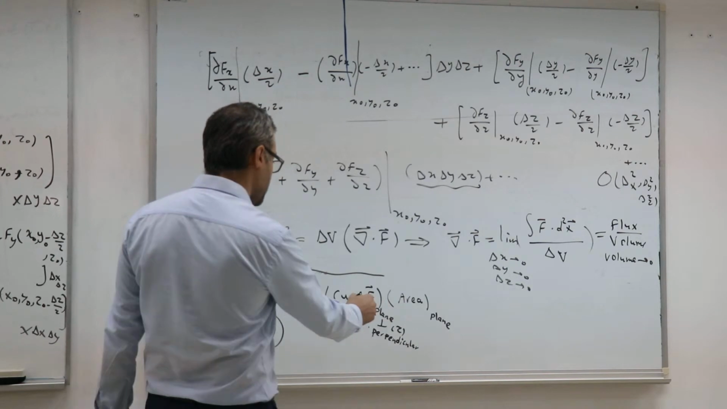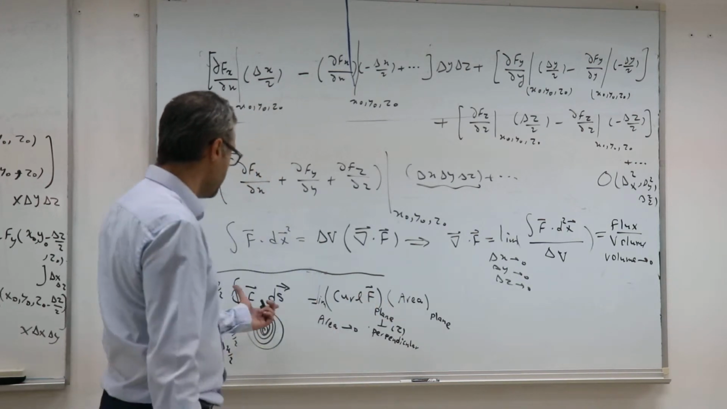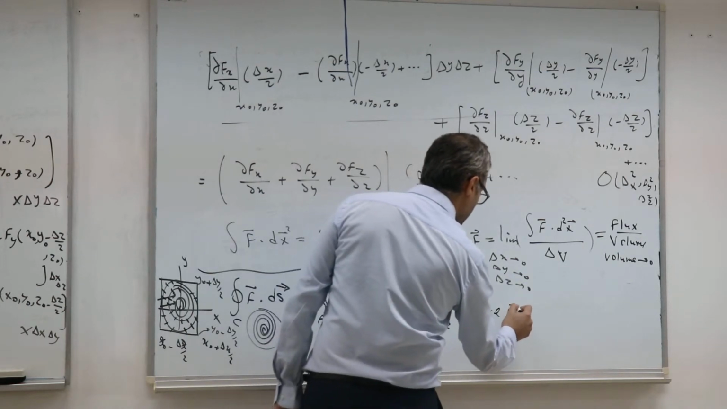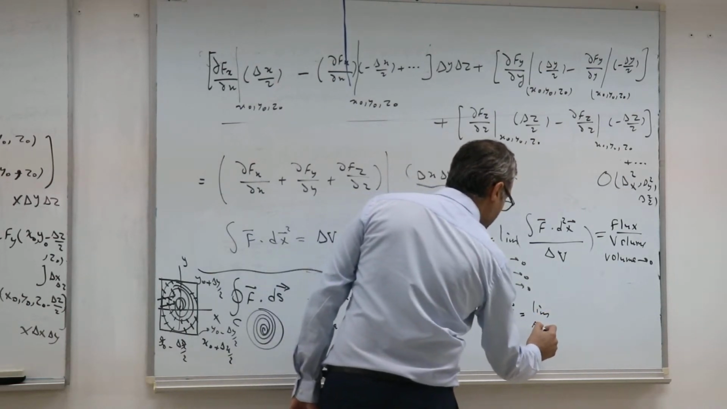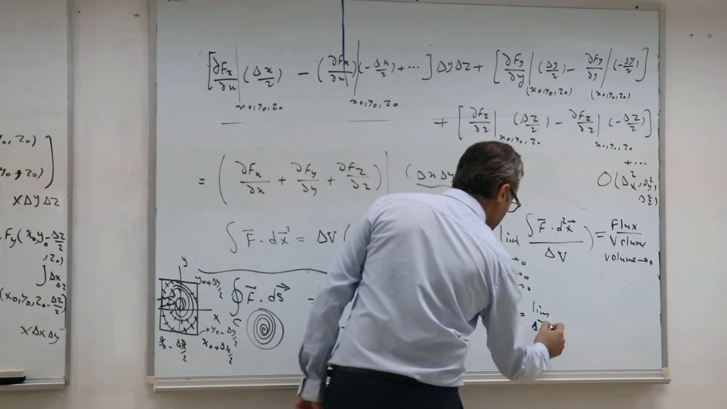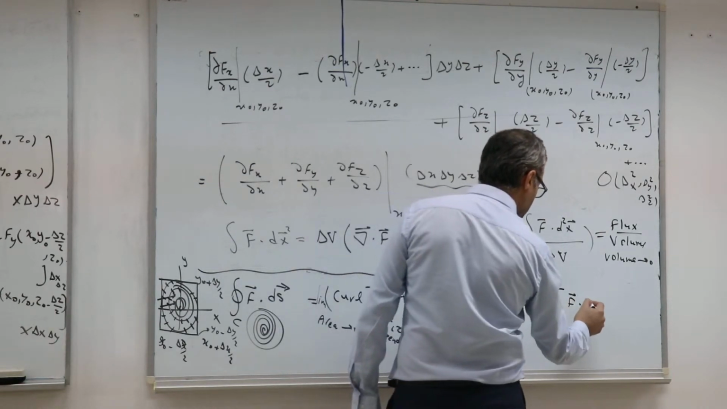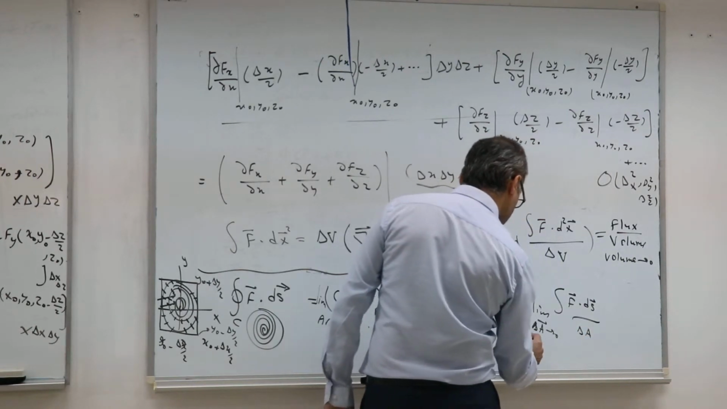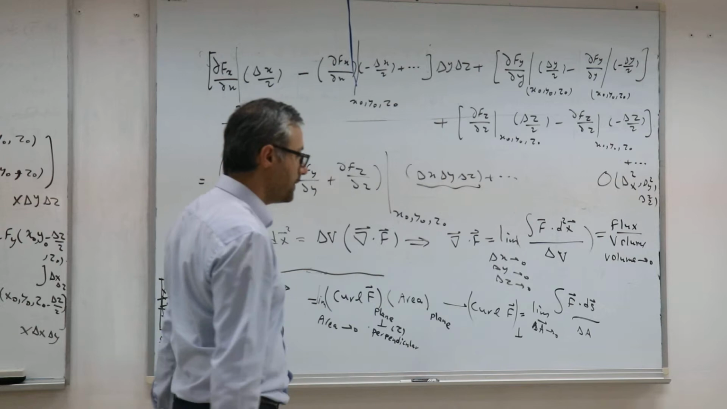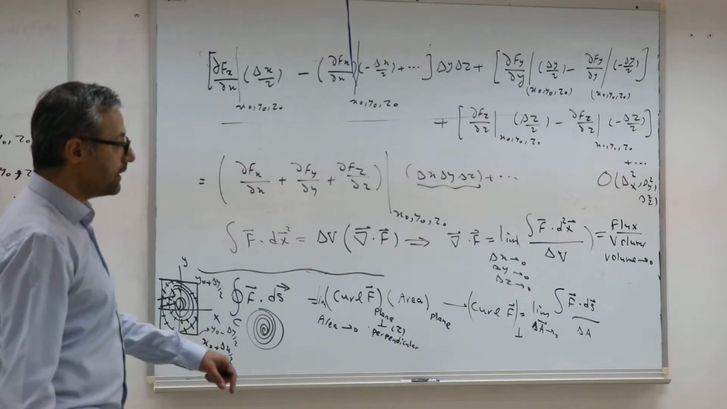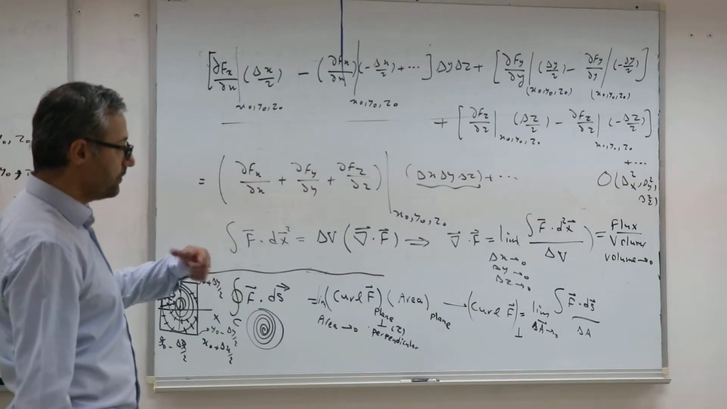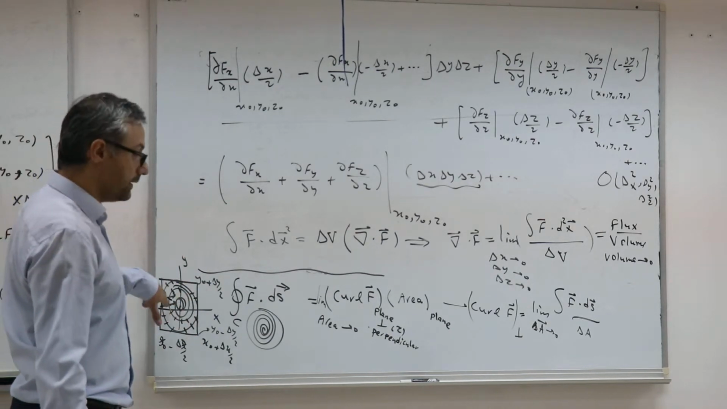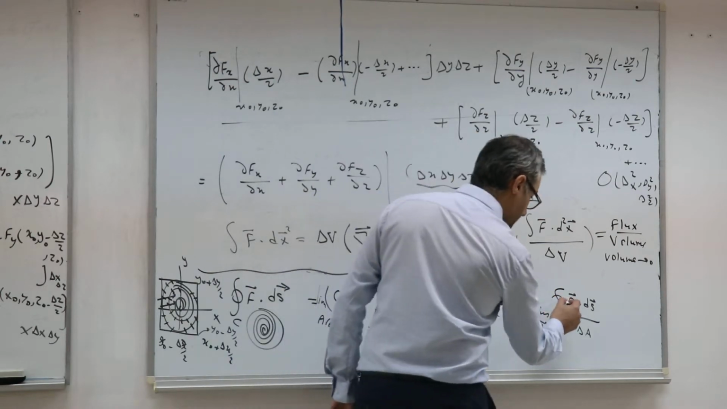So curl can be defined like a limit of the circulation. Curl F will be the limit as delta R tends to 0 of the integral of F dot ds over delta R. For each component, I write that because you can find the curl component x, component y, component z by considering the circulations of the vector field in the plane. This is the circulation integral.